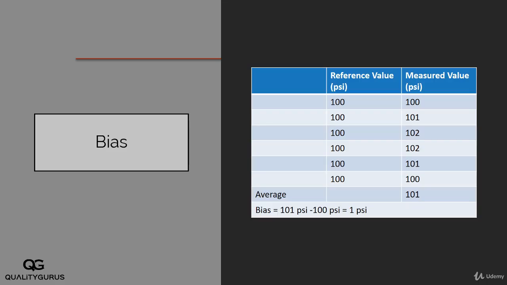So when I take the average of all my measurements, which comes out to be 101 psi, the difference between these two, the measured average and the reference value, is the bias. So 101 minus 100 is equal to 1 psi. So that's the bias of my measurement system.